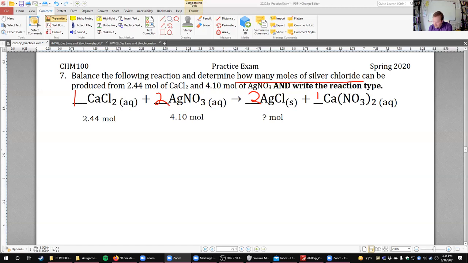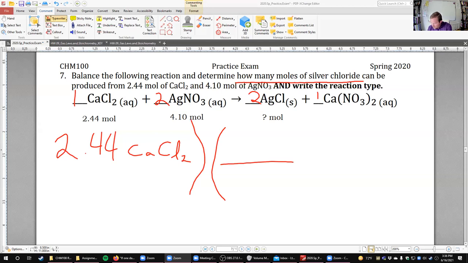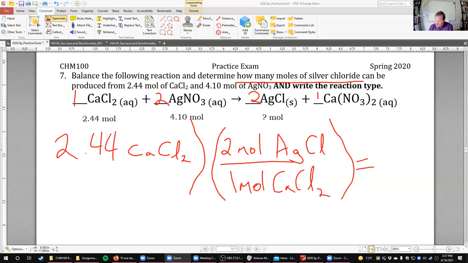If I use up all of my calcium chloride, every one mole of calcium chloride makes two moles of product, silver chloride. And we can get an answer there.